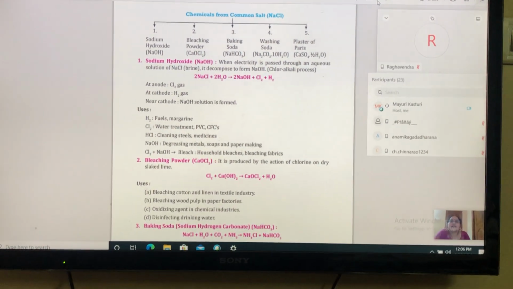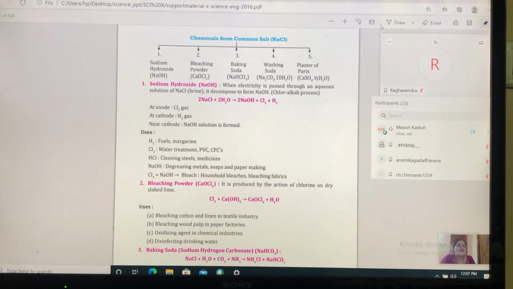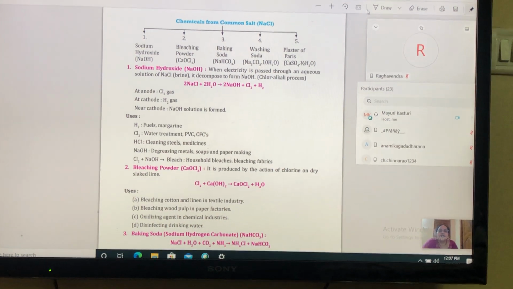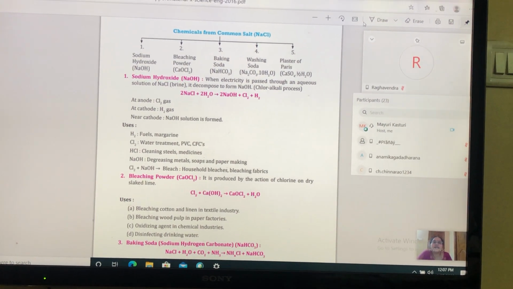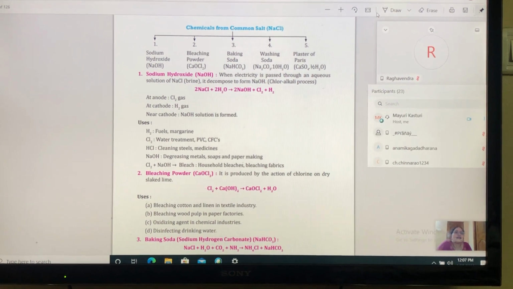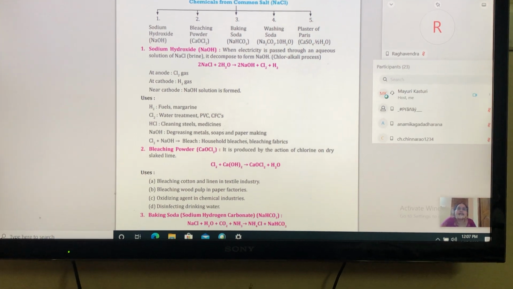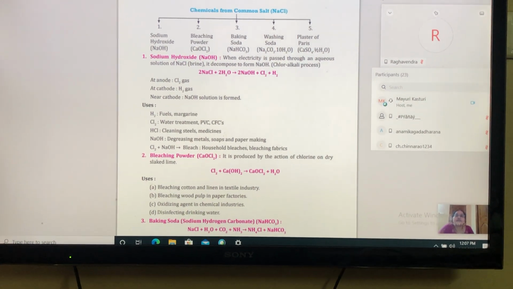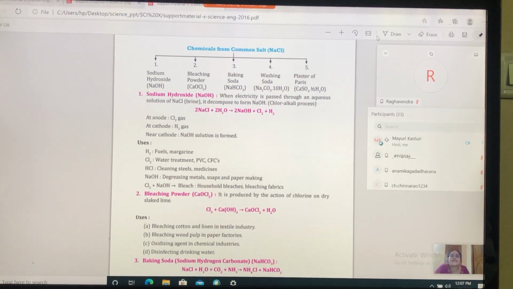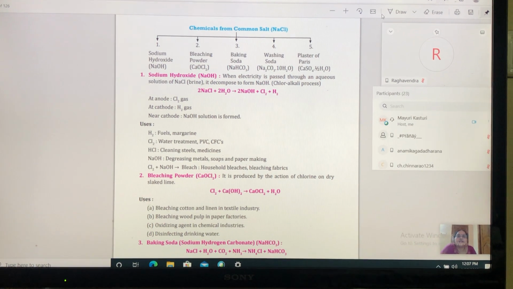Now, first see sodium hydroxide preparation. Sodium hydroxide, NaOH. Preparation and uses are very important. When electricity is passed through an aqueous solution of sodium chloride, that solution is called brine solution. It decomposes to form sodium hydroxide.